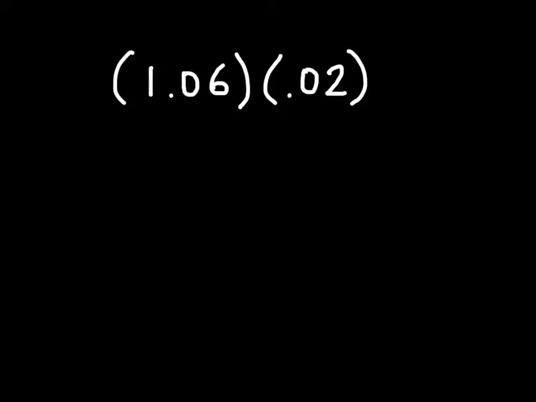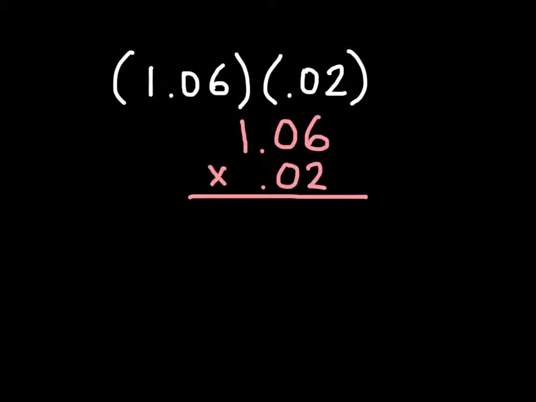Number 3. Same as we've been doing. How many decimal places are in the factors? That's right, there are 4. There are 2 here and 2 there. So I have 4 places that need to be in my answer.